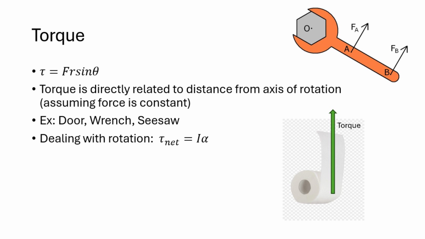As you can see, torque is directly related to the distance from the axis of rotation, assuming force is constant. Torque is mathematically expressed as T equals F times R times sine theta, where T is the torque, F is the applied force, and R is the distance from the axis of rotation, also known as the lever arm. And theta is the angle between the direction of the applied force and the lever arm.